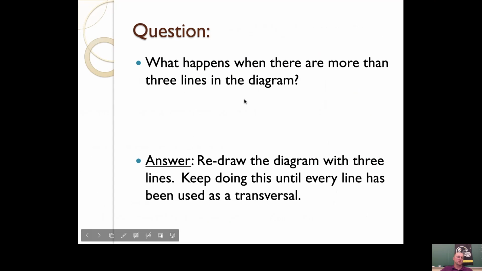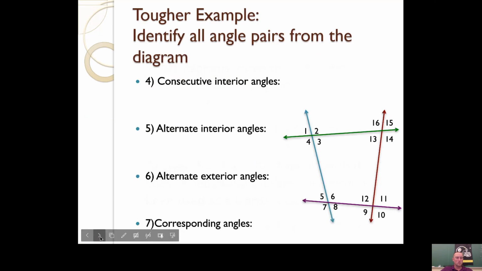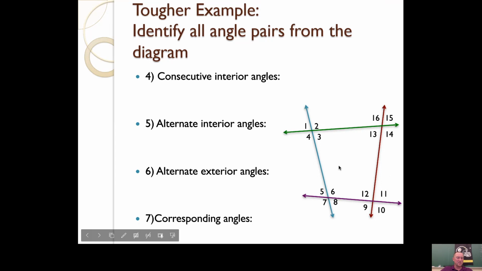What happens when there's more than 3 lines in a diagram? Well, here's your answer. You're going to redraw that diagram with 3 lines, and you keep doing this until every line has been used as a transversal. So here's a diagram. We're going to throw one more line on here, and notice how more complicated that makes it. We go from 8 angles up to 16.